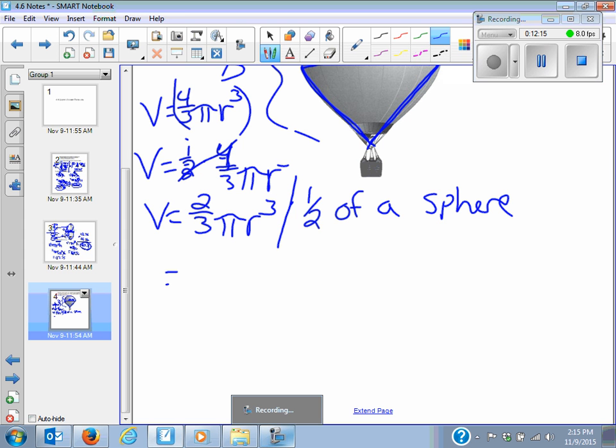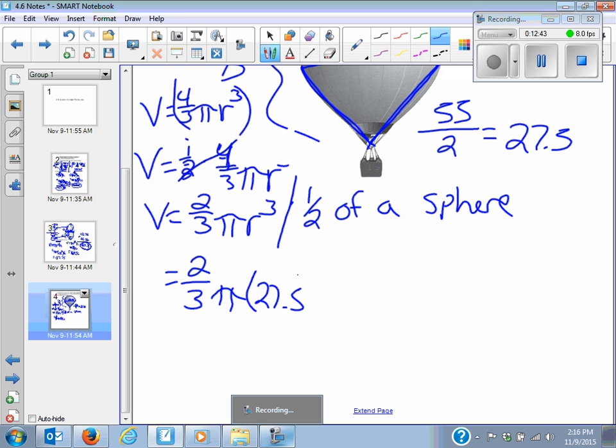So then I take this and I go, okay, they did not give me my radius. They gave me my diameter, which was 55. So in order to get my radius, I divide that by 2, and I realize that my radius is going to be 27.5. So now I can just pop this in, 2/3 pi times 27.5, and that is cubed.